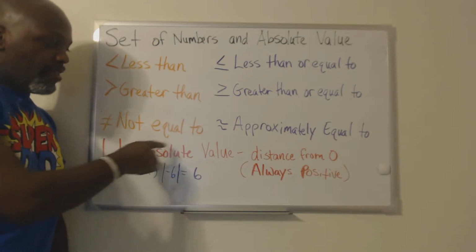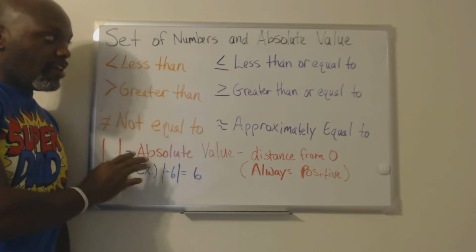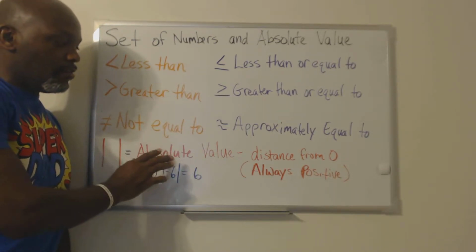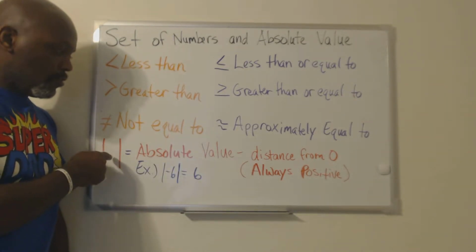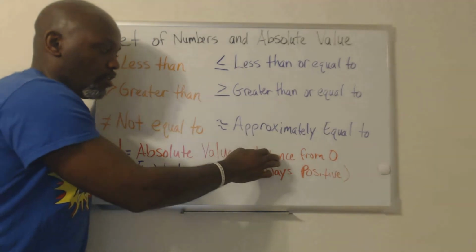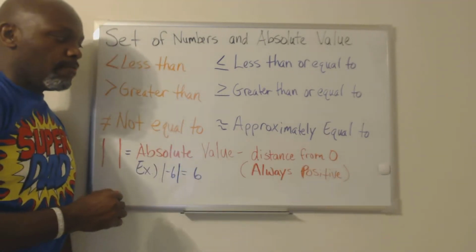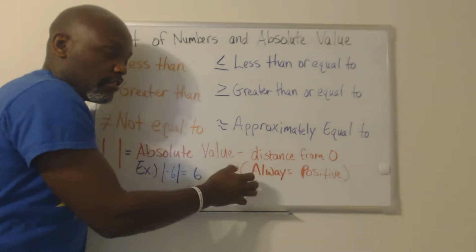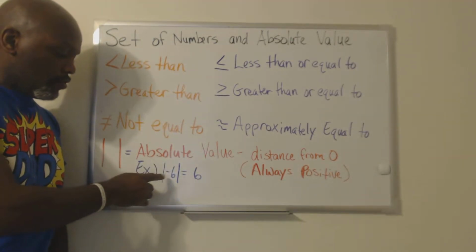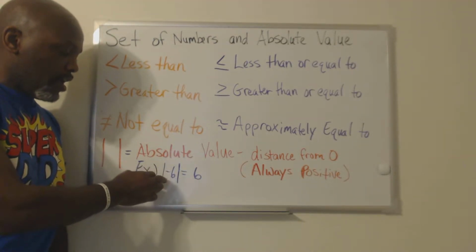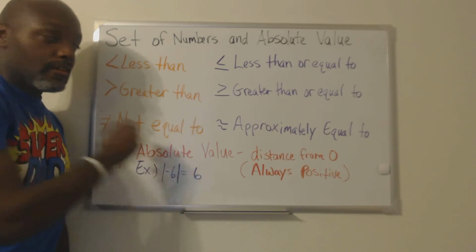Now here we have absolute value. Now that is not an inequality. What that means is that you'll see these symbols. Okay, you see these symbols, and it simply means what is the distance from zero. And that distance, of course, distance is always measured positively. So I gave you an example. So absolute value of -6 equals 6.